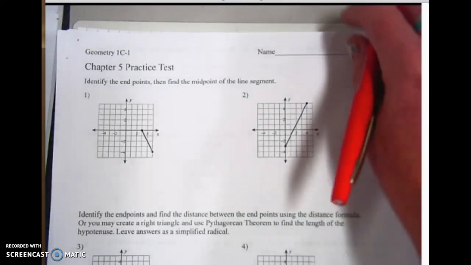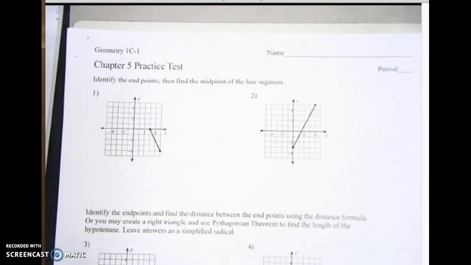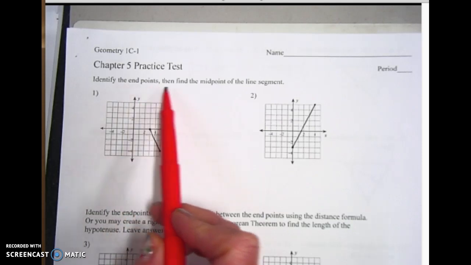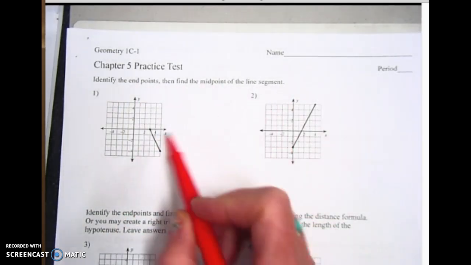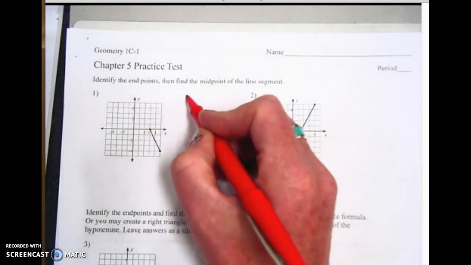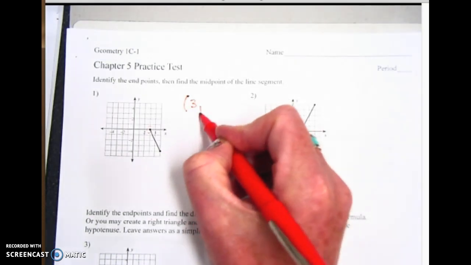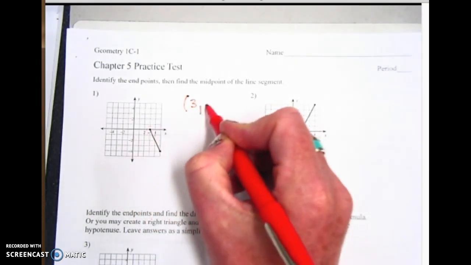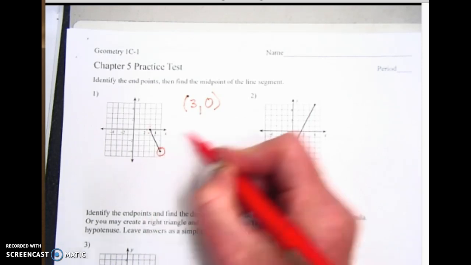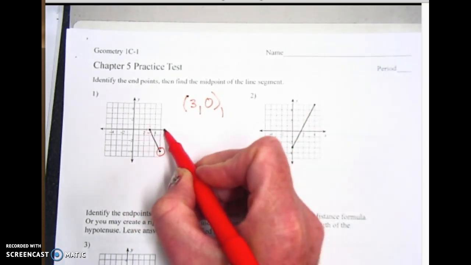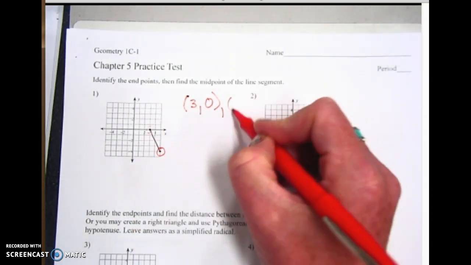So this is page 1 of the Geometry Chapter 5 practice test. It says identify the endpoints, then find the midpoint of the line segment. So this point right here is at 3, 0, because you go over 3 and 0. This point right here is at 5, -4.